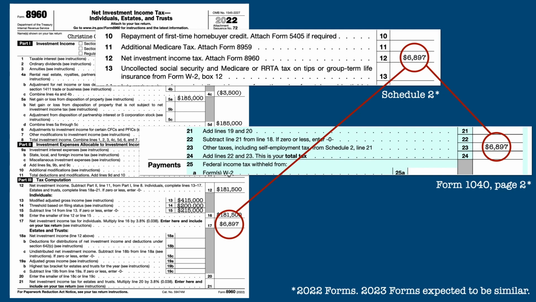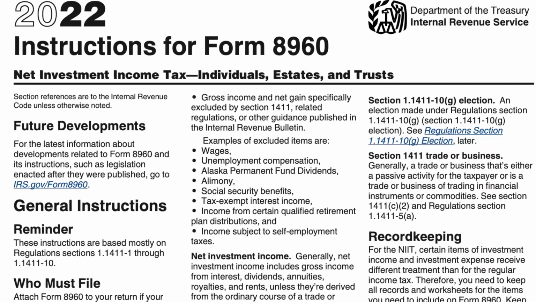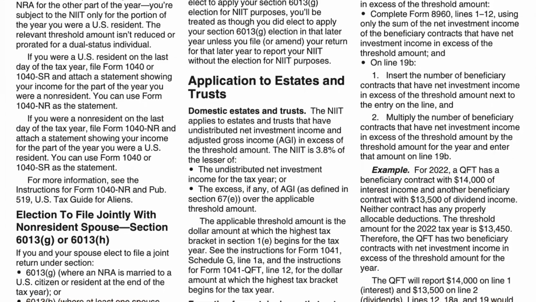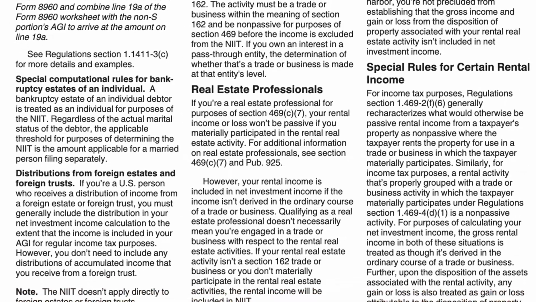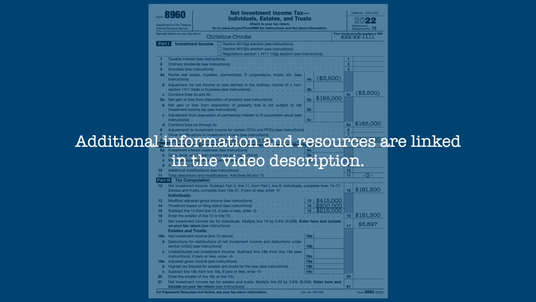Of course, this is an oversimplified description of the net investment income tax. The instructions for the form run to over 20 pages that cover every possible situation and exception. These instructions, along with additional resources and information on the tax, are linked in the video description.